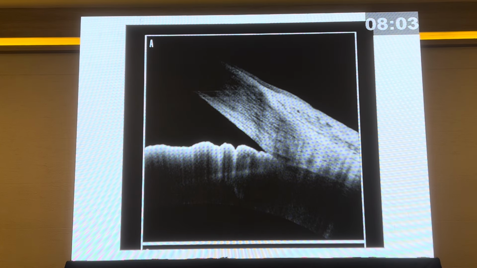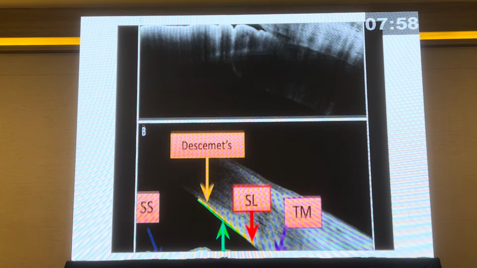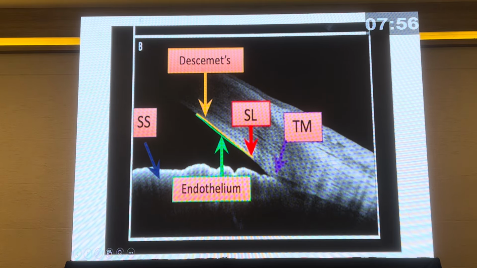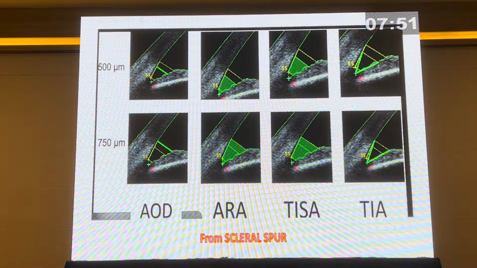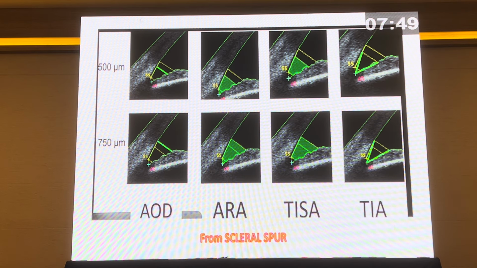Evaluation of the angle. As you can see, it gives us high resolution imaging of the anterior segments, right from the descemets all the way up to the sclera, where we can evaluate it. The glaucoma surgeon evaluates the various metrics of the angle in terms of AOD, ARA, TISA, TIA, right from the scleral spur all the way along up to 500 microns as well as 750 microns in an AS-OCT. Here the 500 microns is taken to be more significant.